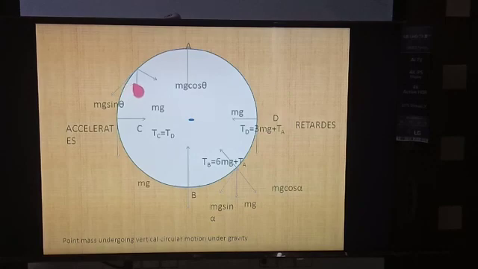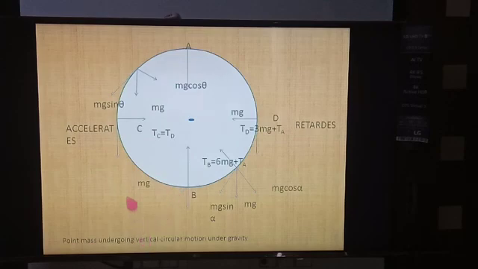In this figure, four points are there. Point A is the uppermost point, point B is the lowermost point, point C and point D are middle points. But C is related to accelerating and D is related to retarding. In the figure, TA is tension at point A, TB is tension at point B, TC and TD are tension with respect to point C and point D. mg is the weight of the bob.